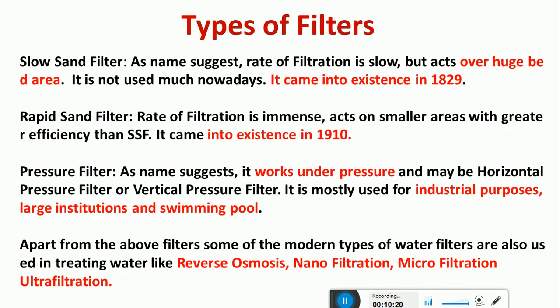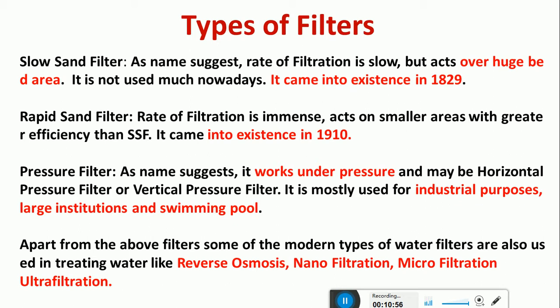Okay, so there are different types of filters. Most probably, in most treatment plants on a large scale, we have been using slow sand filters and rapid sand filters. We also have something called pressure sand filters. As the name itself suggests, the rate of filtration in a slow sand filter is slow, but it acts over a huge area. It is not common nowadays because it requires a very large area for the treatment of water, and the rate of filtration is quite low.